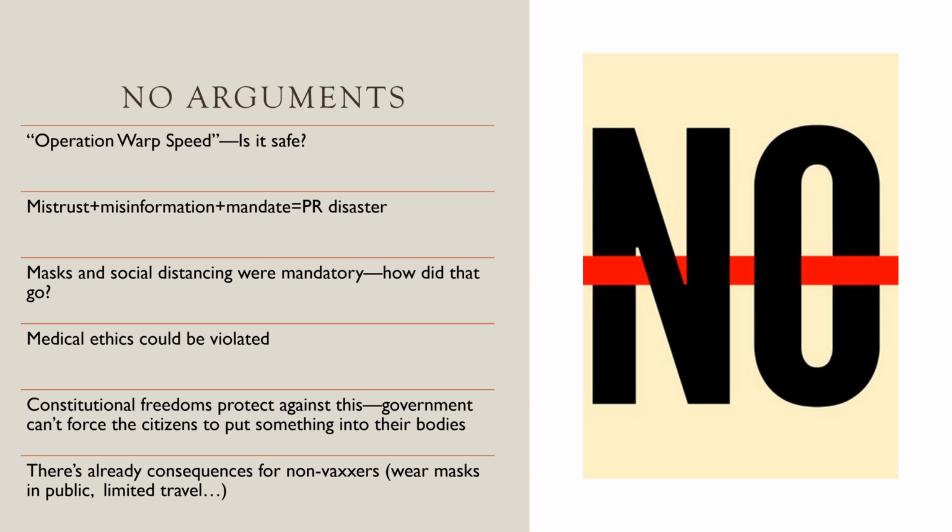Mistrust plus information. People that are saying no tend to be maybe a little distrustful or question government policies more so than those who are saying yes. If you throw people that are distrustful of the government together with a mandate that you have to get this vaccination, you're looking at a public relations disaster for the United States government. Masks and social distancing were made mandatory by the state government, and the question is, how did that go? We've all probably seen people not social distancing, not masking, or even getting into physical conflicts over whether or not to wear masks.